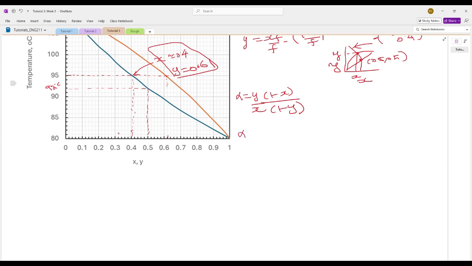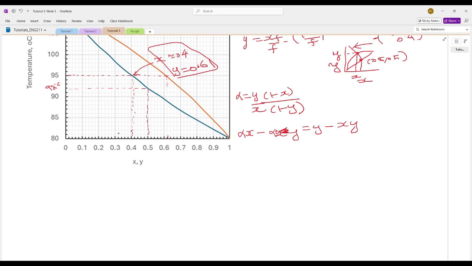So alpha x minus alpha xy equal to y minus xy. So let's take x and what is this, alpha x minus, this is not correct, minus alpha y minus alpha xy. Oh no, sorry, that's correct. Alpha x minus alpha xy, that should be equal to y minus x minus y.